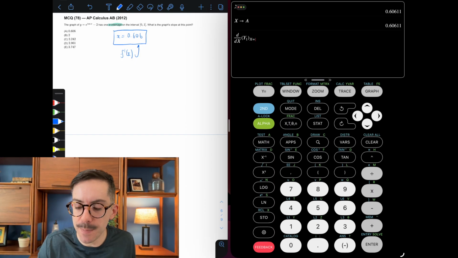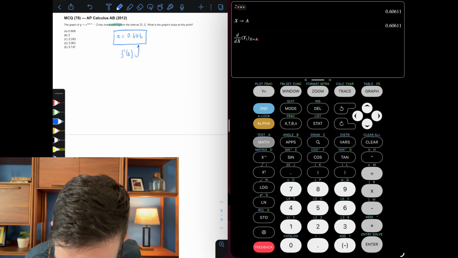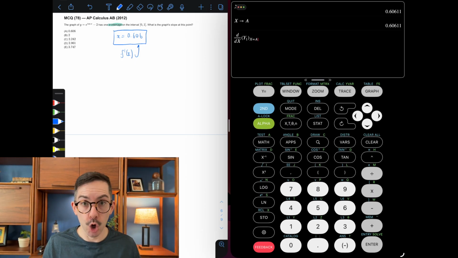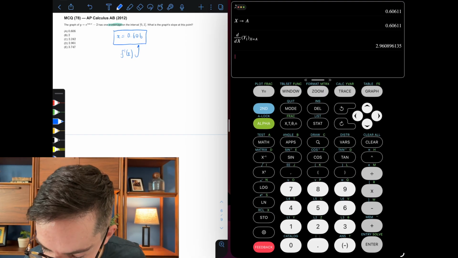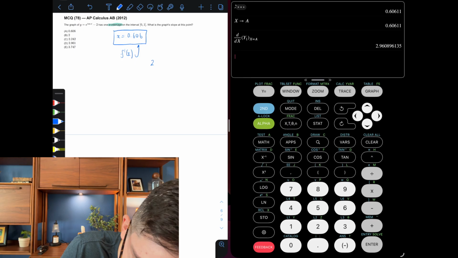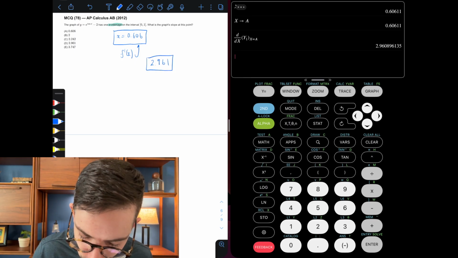Now again, you could type in 0.60611 here, but because I stored it as a, I'm just going to call that variable now. And when I hit enter, I get my correct value here. So that is 2.961 to 3 decimal places.